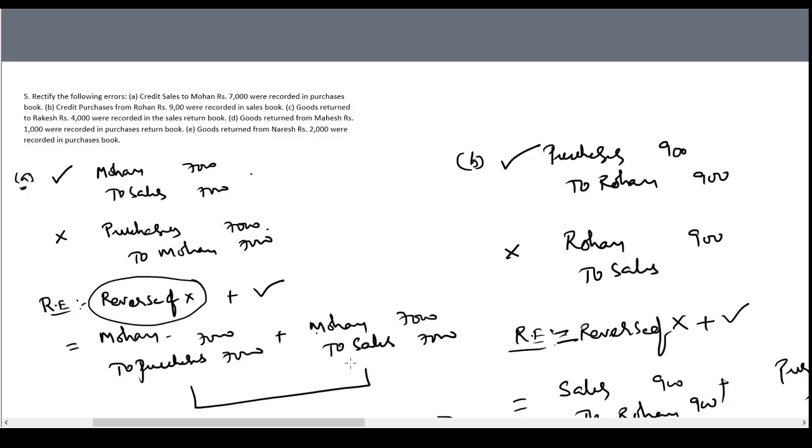So this accountant is having a lot of fun in the office. Things which have to be recorded in the sales book, he records in the purchase book. Things which have to be recorded in the purchase book, he records in the sales book, and he just keeps changing the books.